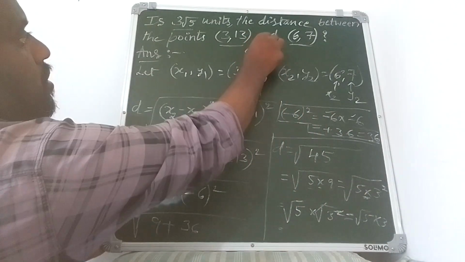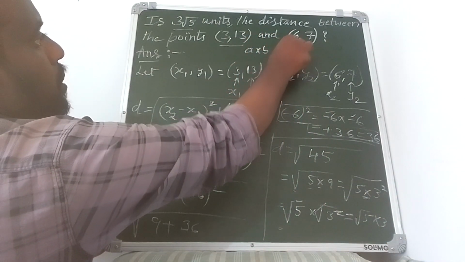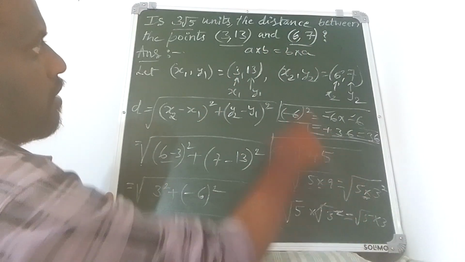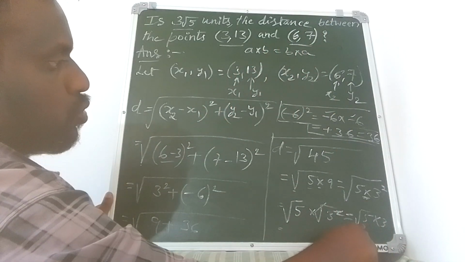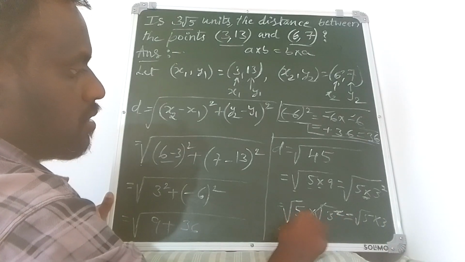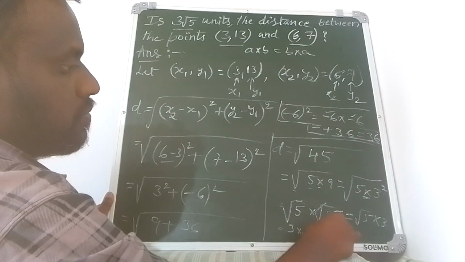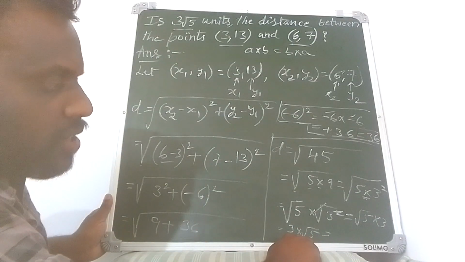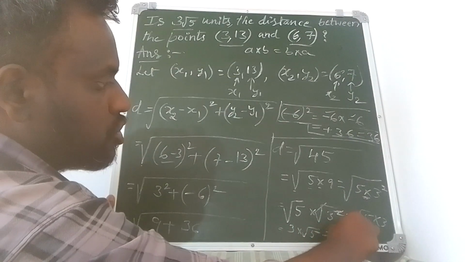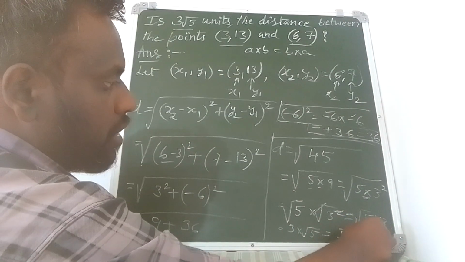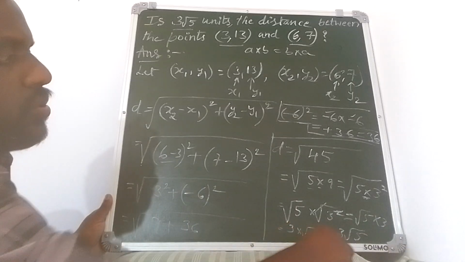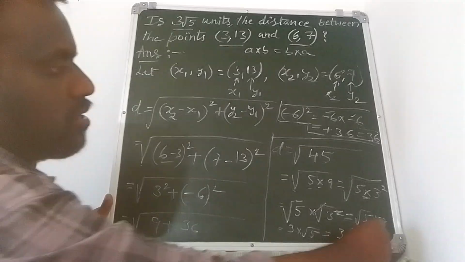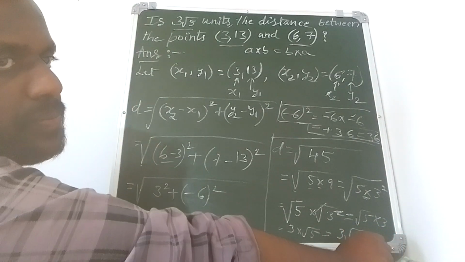Just like a into b is equal to b into a. In place of a we have root 5, in place of b we have 3. So root 5 into 3 can be written as 3 into root 5. Okay, so if you write like this there won't be any wrong. So we got answer 3 root 5 units.